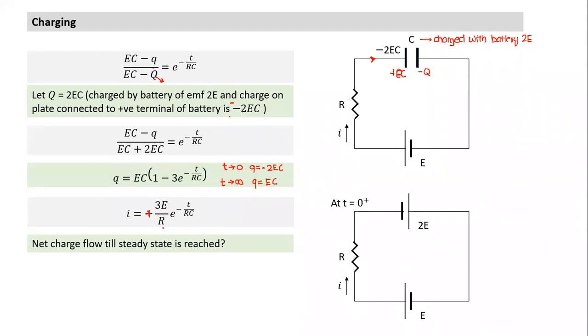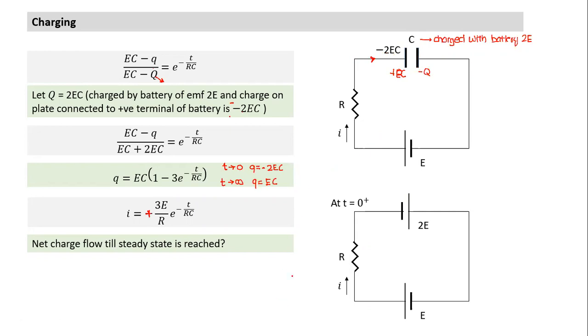And what is the initial current? Initial current at t equal to 0 is 3E by R. Does it match with this case here? So if I have to visualize how net charge flows till steady state is reached, what is the net charge flow? Initially it was minus 2EC. We keep adding. How much charge has been transferred from this side to this side? What is the total charge transfer in this case?